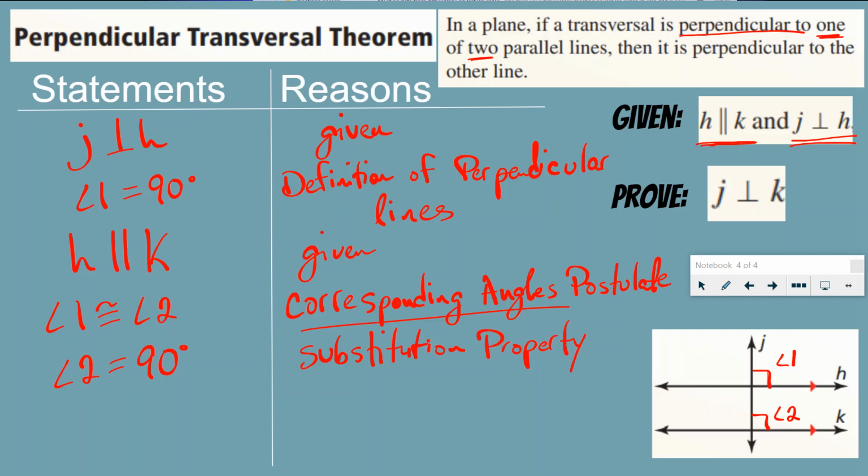And actually that's all I really need. Once I know that I have a 90-degree angle here, I already labeled it there, which I really shouldn't have done, but that corresponding angles postulate basically told me that those are the same angle. This, being a right angle, proves that J is perpendicular to K as well. And that's by the definition of perpendicular lines. Once I prove that I have a 90-degree angle, I've basically proved that I have a perpendicular intersection.